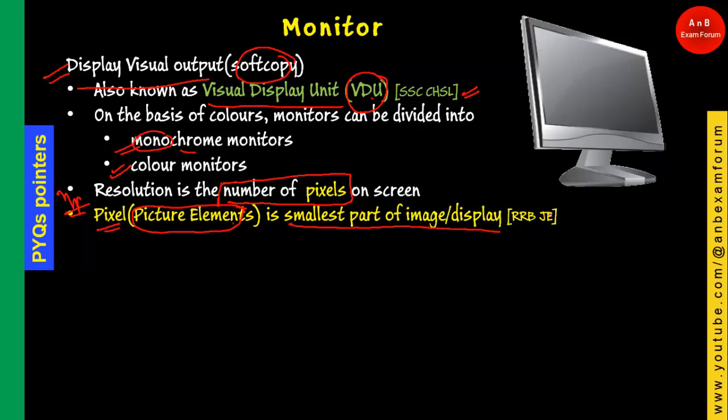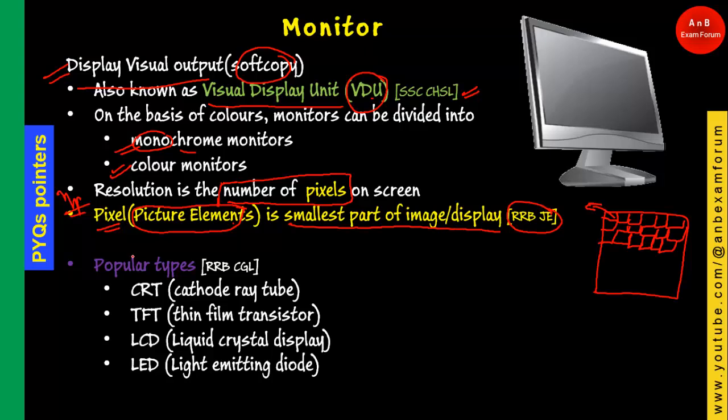And this pointer was asked in RRB JE. So if you have one image, this image is made up of very small picture elements. The smaller the element, the greater the clarity will be, and these small elements are called picture elements. These are not visible. If you go to the early and very old computers, you will see this pixel resolution very easily. So pixel is a picture element and it is the smallest part of the image or display.